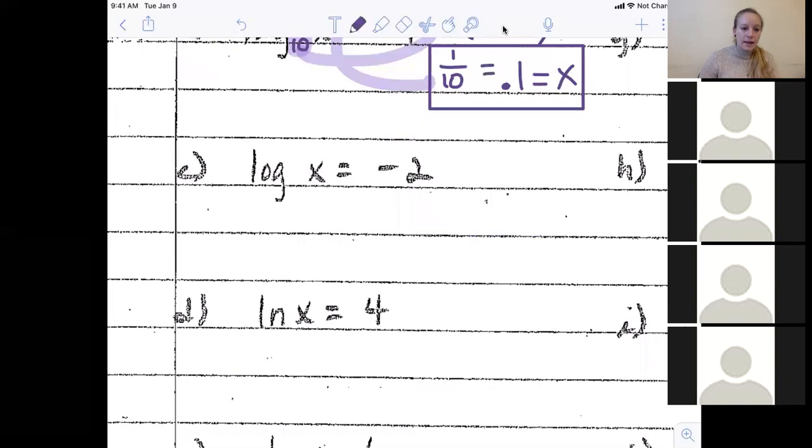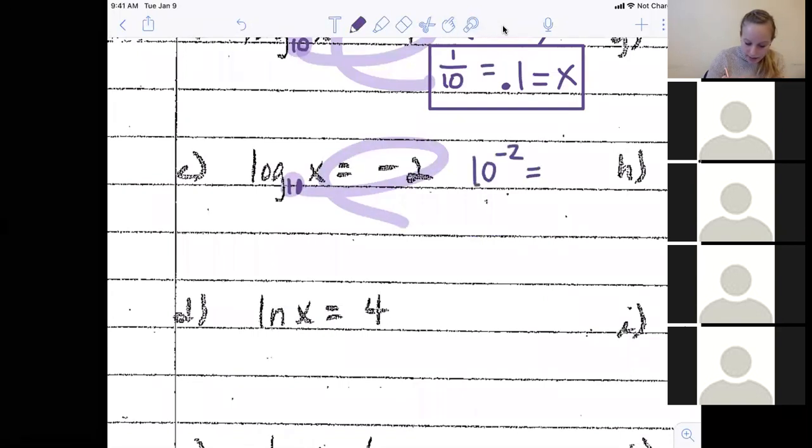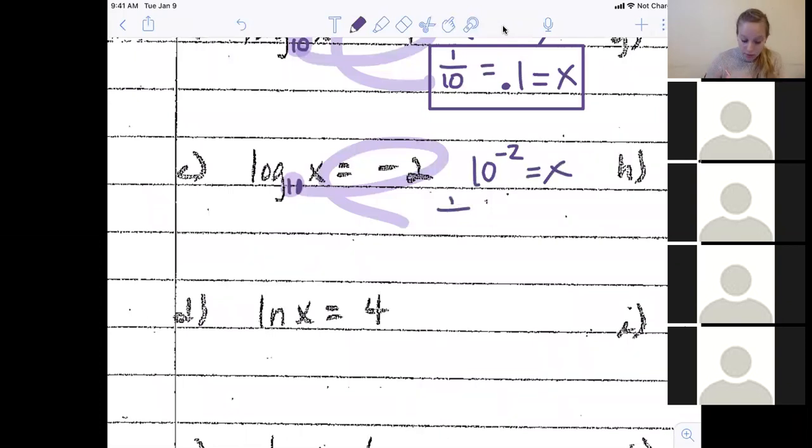Okay. Next I've got C, log of x equals -2. So I've got a log base 10 again, log roll, 10 to the -2nd equals x. Again, you can leave it as a fraction, you can leave it as a decimal. As a fraction, it'd be 1 over 10 squared, which is 1 over 100. And as a decimal, it would be 0.01 equals x.